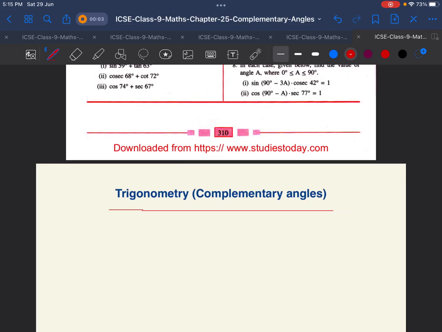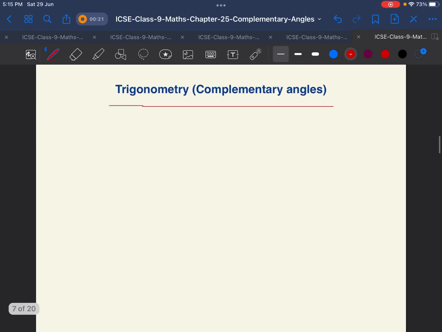Hello students, today we will read the last chapter on trigonometry. Here we learn the trigonometric ratio of complementary angles. We have already learned about complementary angles. So what are complementary angles?